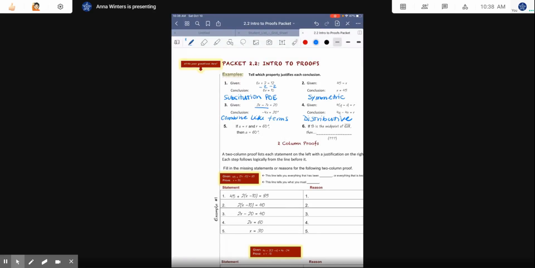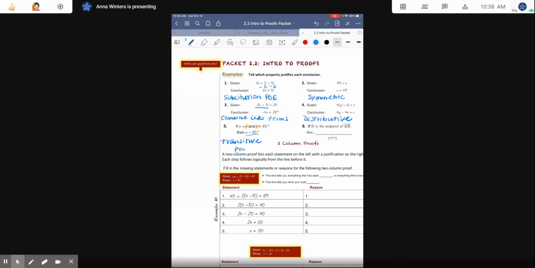Number 6, it says if a equals r and r equals 60, then a equals 60. Notice we have r in both, so we can link this together. So I have that a equals 60. What property allows me to link it together? That's my transitive property.